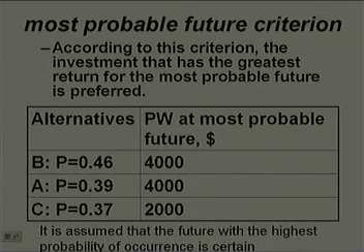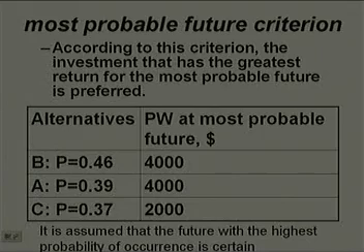So, according to this particular criterion, which alternative will you choose? You will choose alternative B. Even though there is a tie between alternative A and B, in both the cases we are getting a return of $4,000, but we are more certain for alternative B because we have got 0.46 probability values as compared to the probability value of 0.39 associated with alternative A. So, according to this criterion, it is very easy to decide, and we find that alternative B would be most preferred option.